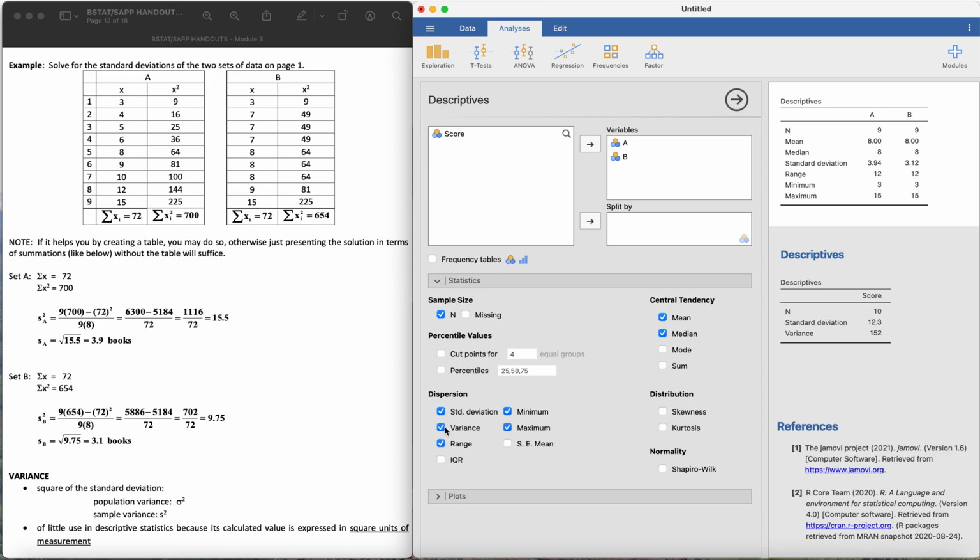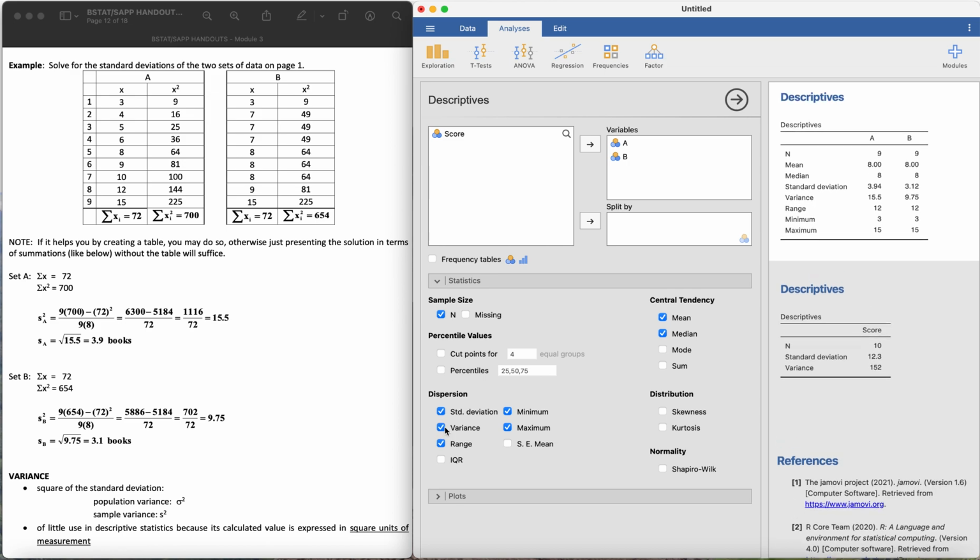Just click on the variance option here, and then it will show you that. So we have the variance 15.5, pretty much equal. For the set B, we have 9.75, which is also pretty much the same or equal.